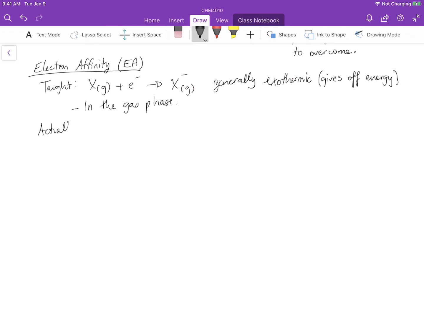We actually write it the other way. So this is important to remember. We actually write it as the element in the gas phase, anion, going to the neutral plus an electron. So you can see the way it's written out is actually quite similar to how ionization energy looks, except that you're starting with a minus charge. And so this is now generally endothermic.